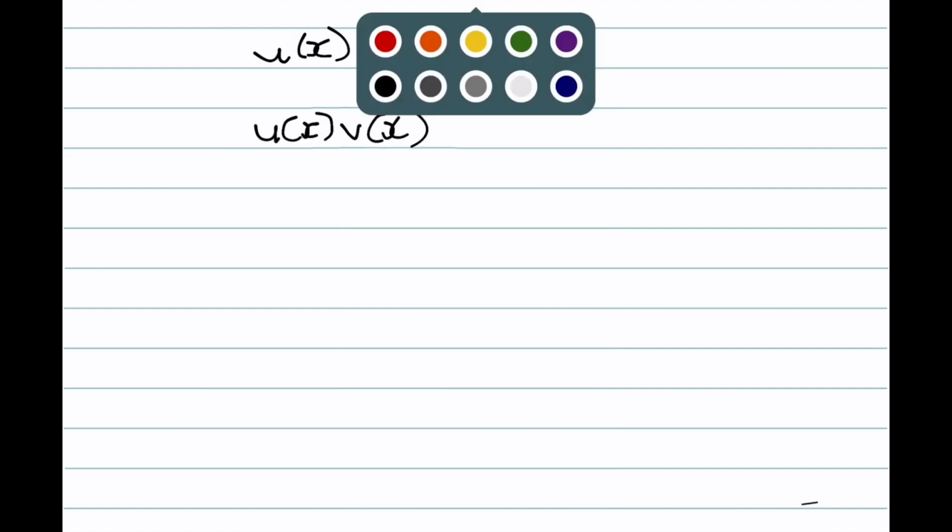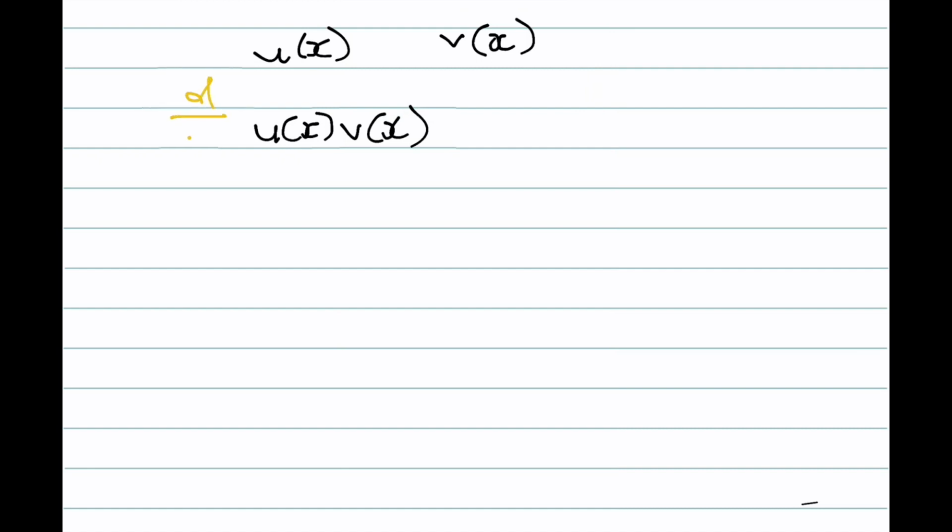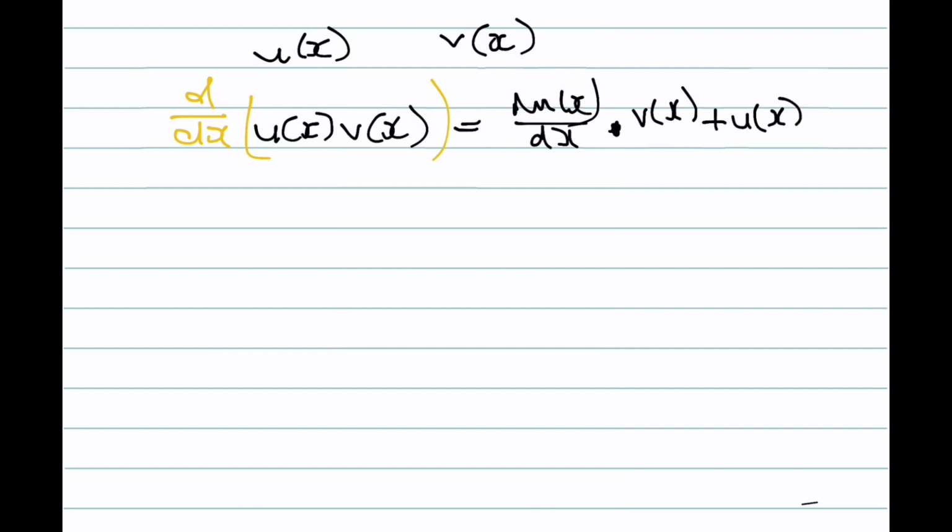Okay, and now the product rule says that if we want to take the derivative with respect to x of this whole product, this will be equal to the derivative of the first function, so that would be du(x)/dx multiplied by v(x), so that's a multiplication, plus u(x) times the derivative of the second function v(x), so times dv(x)/dx.